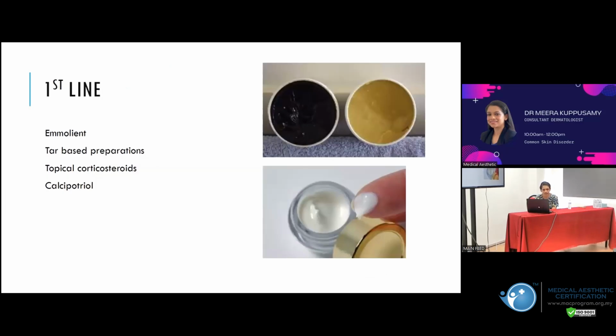Okay. Treatment of psoriasis: a moisturizer, tar-based preparation. So tar-based looks like this, looks a bit dark. And then steroids, and calcipotriol, which is a vitamin D analog.